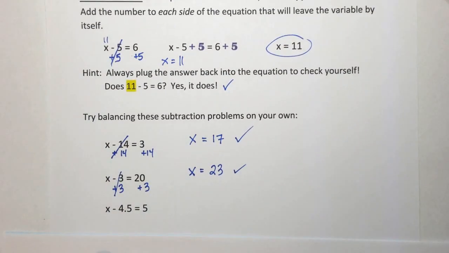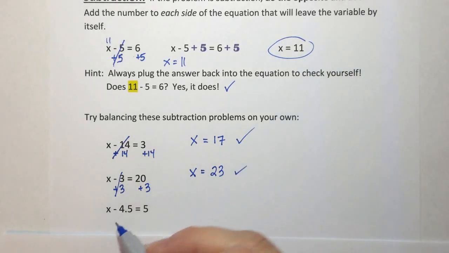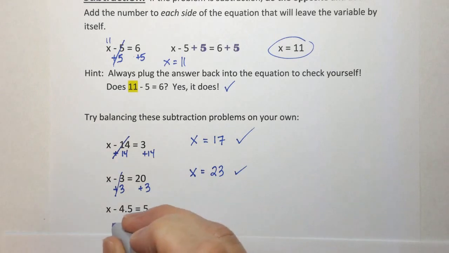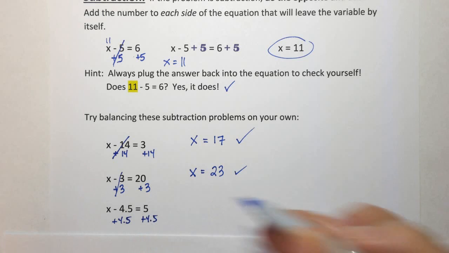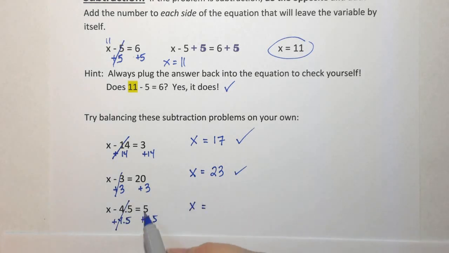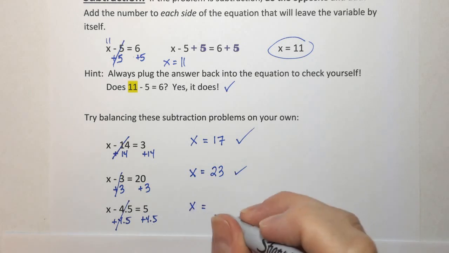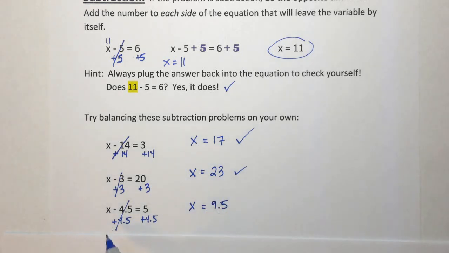Last one on this page. X minus 4.5 equals 5. So this is subtraction. Do the opposite and add 4.5 to each side. Here we go. These will cancel. That leaves me x equals 5 plus 4.5. You can do these even though it's a decimal. 9.5. Let's plug it back in though, just to be sure. 9.5 minus 4.5. Yes, that would be 5. We got that right.